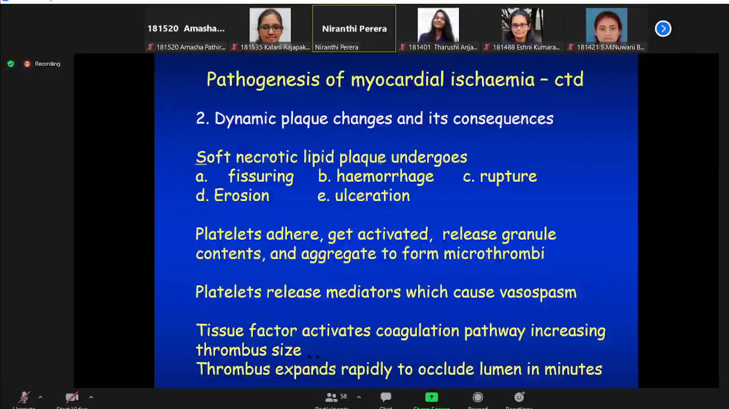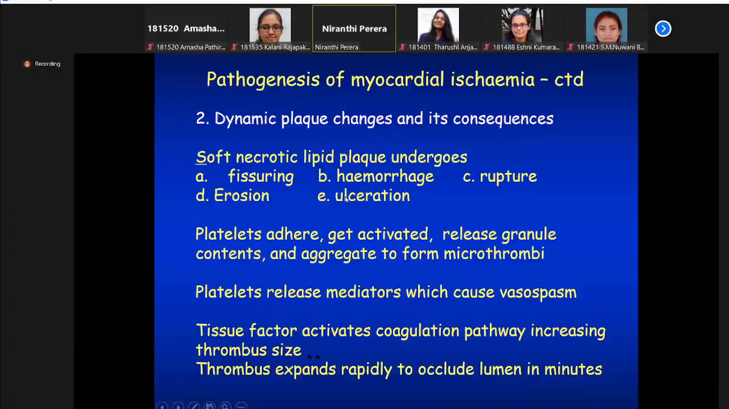You have this soft necrotic lipid plaque. It can undergo either fissuring, that means it cracks, or it can undergo hemorrhage, bleeding, or rupture, or erosion, or ulceration. And then, like I mentioned, platelets adhere, get activated, and they release their various granules. And they aggregate over that cracked or fissured atheromatous plaque to form thrombi. And that thrombi will get bigger and bigger, with more platelets adding to it. And so you get a thrombus, which may be occlusive, totally occluding the vessel, or not.